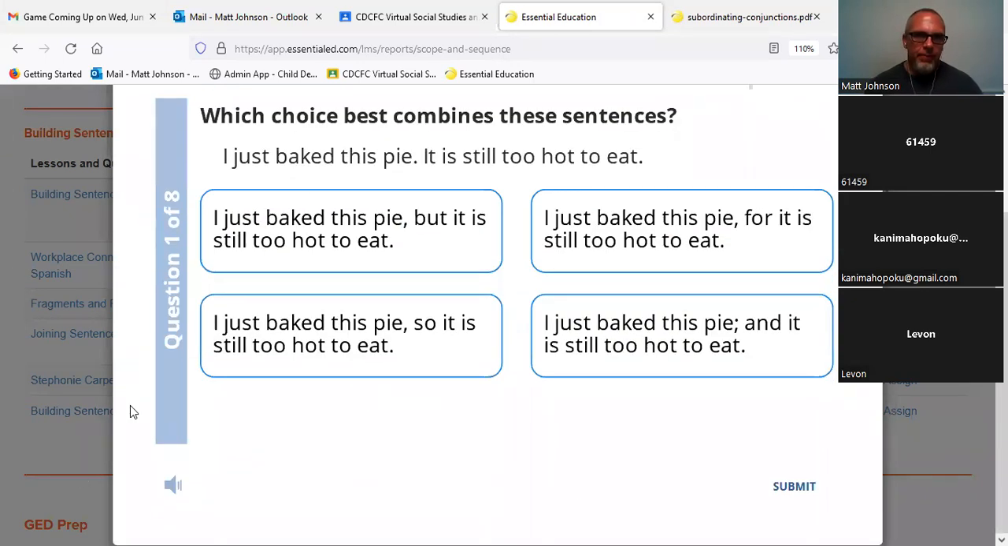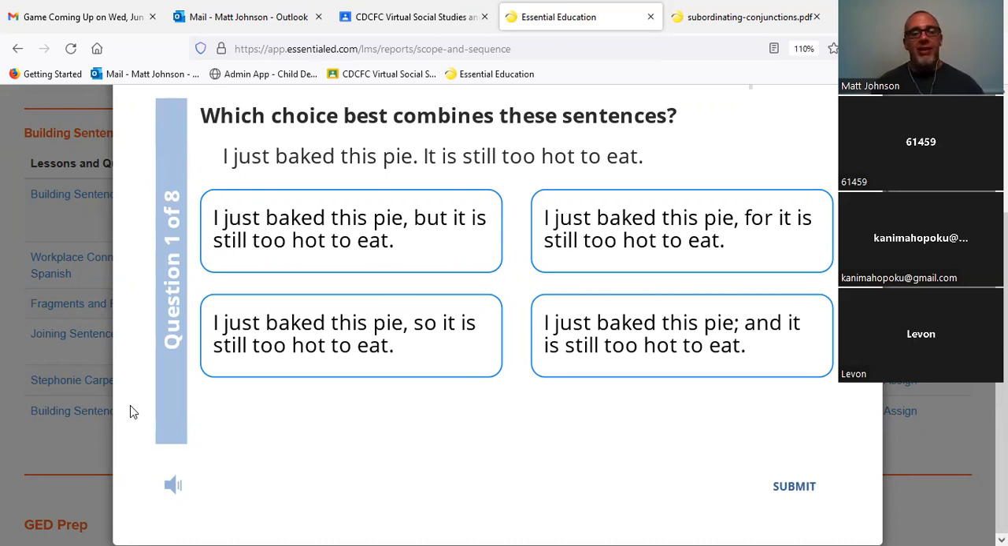Our first sentence we need to change here, that we need to combine, right? This whole lesson is about combining sentences. Which choice best combines the sentence? I just baked this pie. It is still too hot to eat, right? Again, thinking about the context of the two sentences together, thinking about the relationship between the two. I just baked this pie, but it is still too hot to eat. I just baked this pie, for it is still too hot to eat. I just baked this pie, so it is still too hot to eat. I just baked this pie; and it is still too hot to eat.